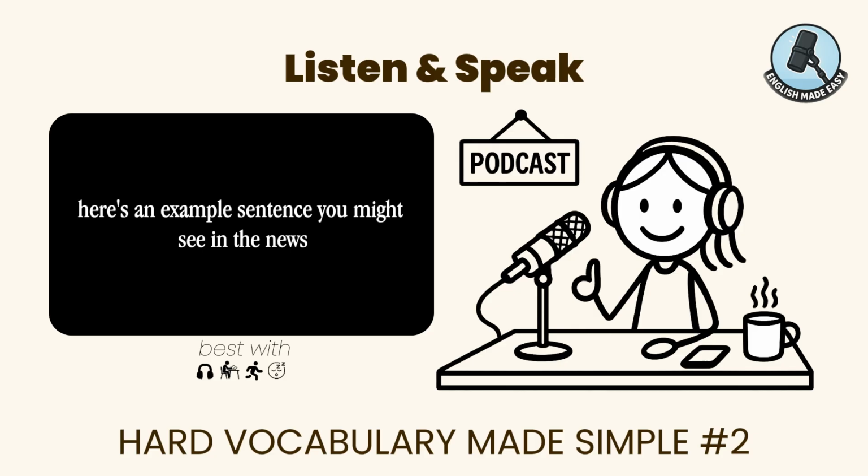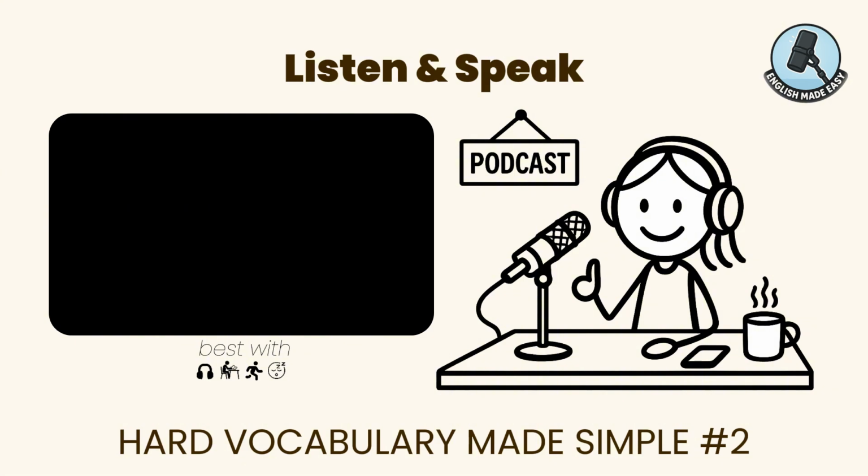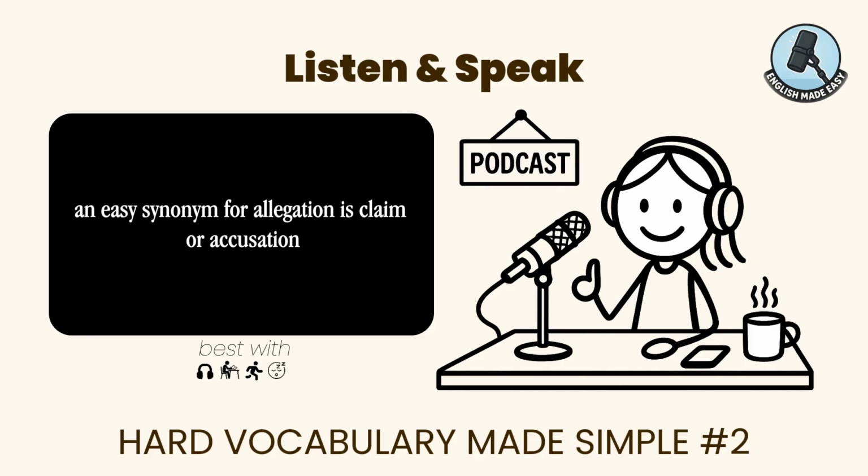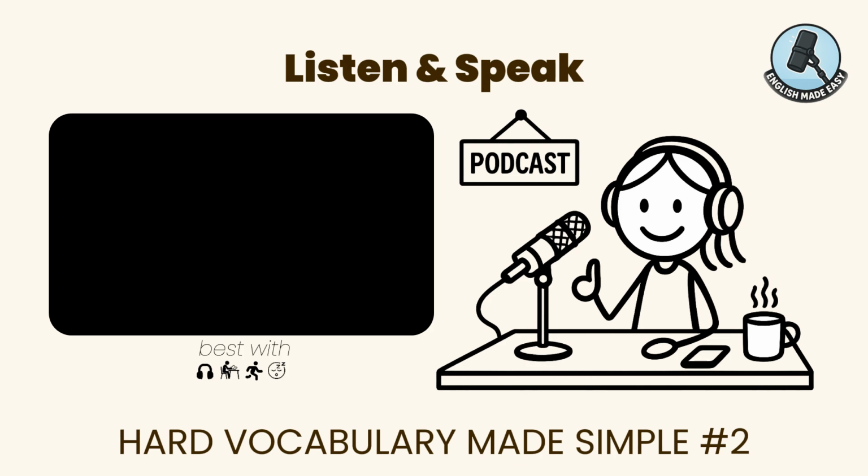Here's an example sentence you might see in the news. The politician is facing allegations of corruption. In simpler language, that just means someone is officially saying the politician did something dishonest, but it hasn't been proven in court yet. The word allegation itself tells us this is still a question, not a confirmed fact. An easy synonym for allegation is claim or accusation.